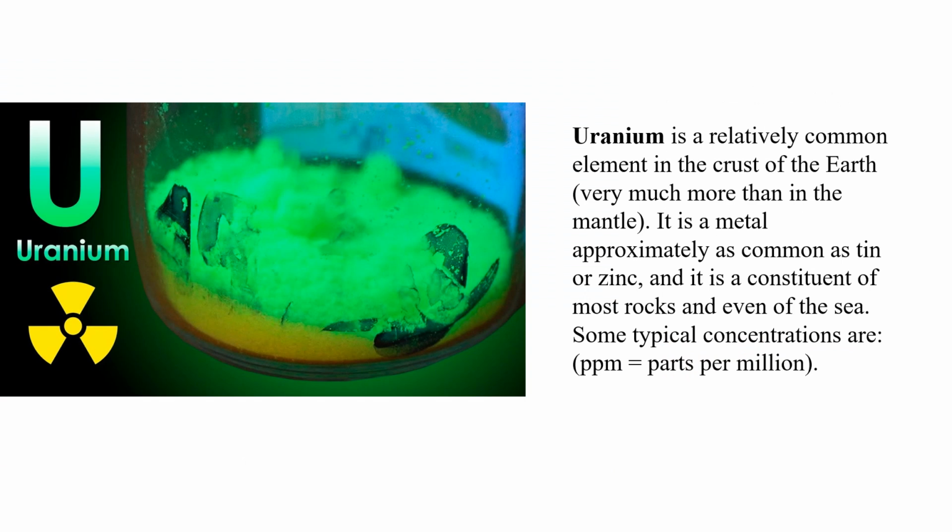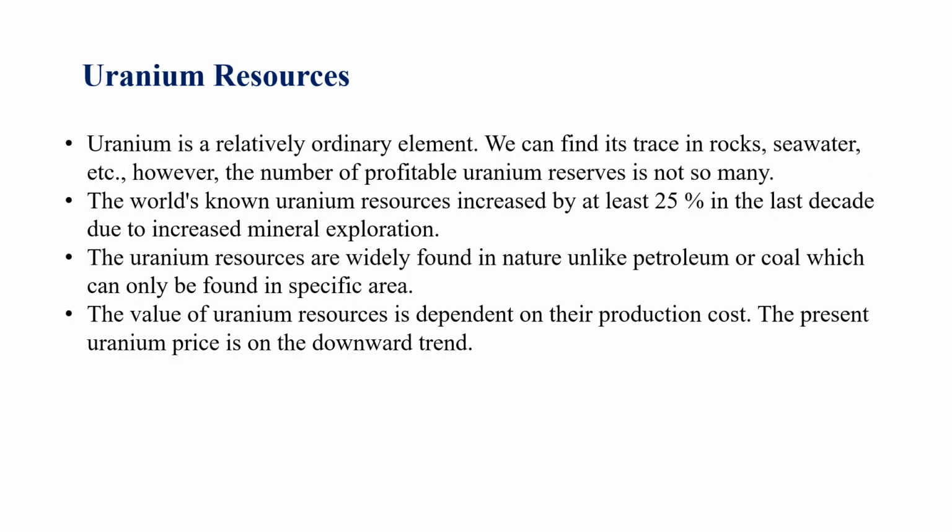So the fuel that is mostly used is your uranium, which is a relatively common element in the crust of Earth, very much more than in the mantle. It is a metal approximately as common as tin and zinc, and it is a constituent of most rocks and even at the sea. Some typical concentrations are in parts per million. So again, uranium is a relatively ordinary element. You can find its trace in rocks, seawater, etc. However, the number of repeatable uranium reserves is not so many.